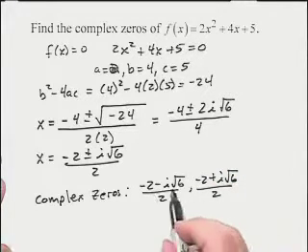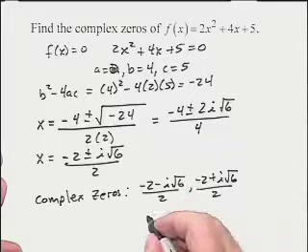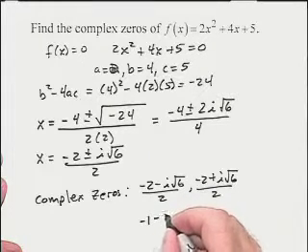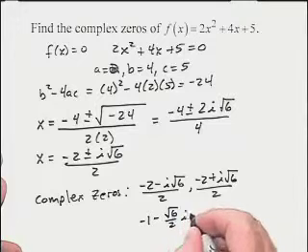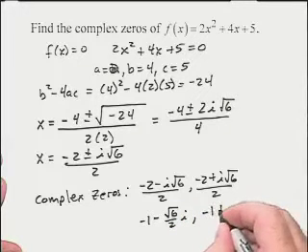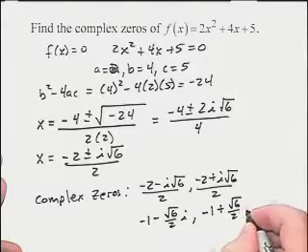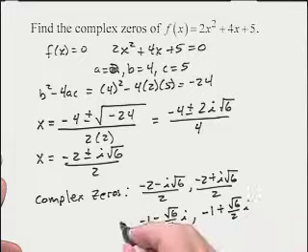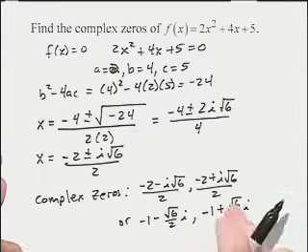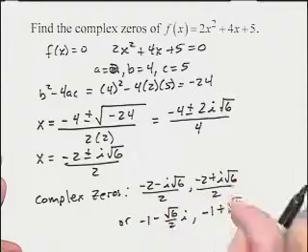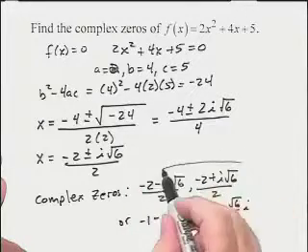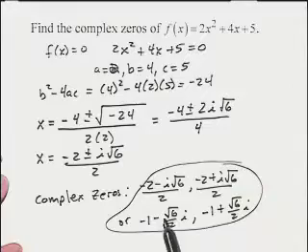We could write these in standard form for complex numbers as negative 1 minus the square root of 6 over 2 times i, or negative 1 plus the square root of 6 over 2 times i. Here we have the standard form, or we could write it just from our result from the quadratic formula. So here we have our complex zeros.